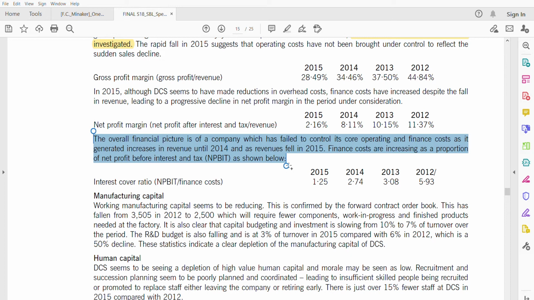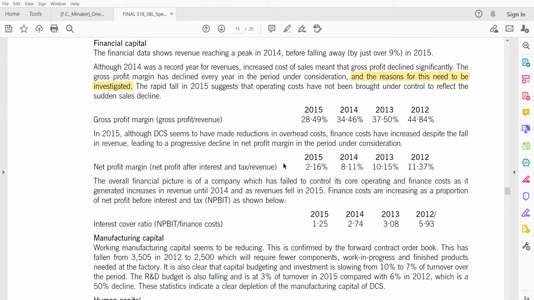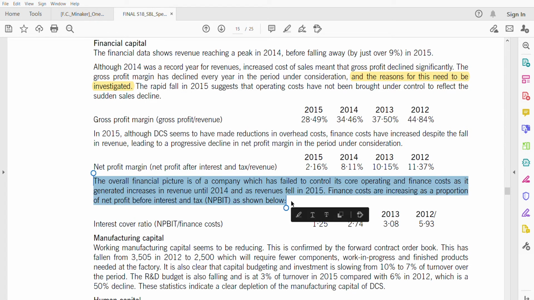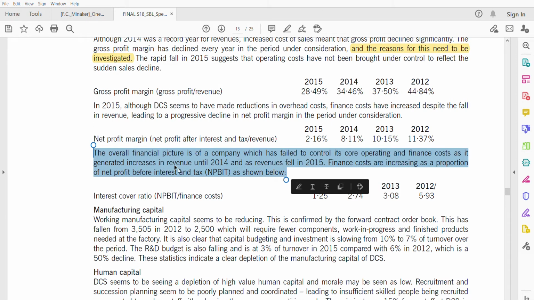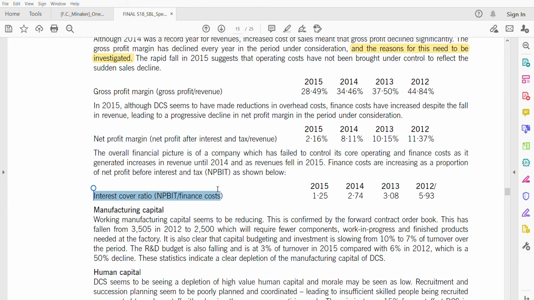Which has failed to control its core operating and finance cost, as it generated increases in revenues until 2014 and as revenues fell in 2015. So all this, what they have been doing up to now, they have just explained in these 3 lines. Finance costs are increasing as a proportion of net profit before interest and tax, as shown below. All these things are not given there. You need to calculate. You should know what to calculate.